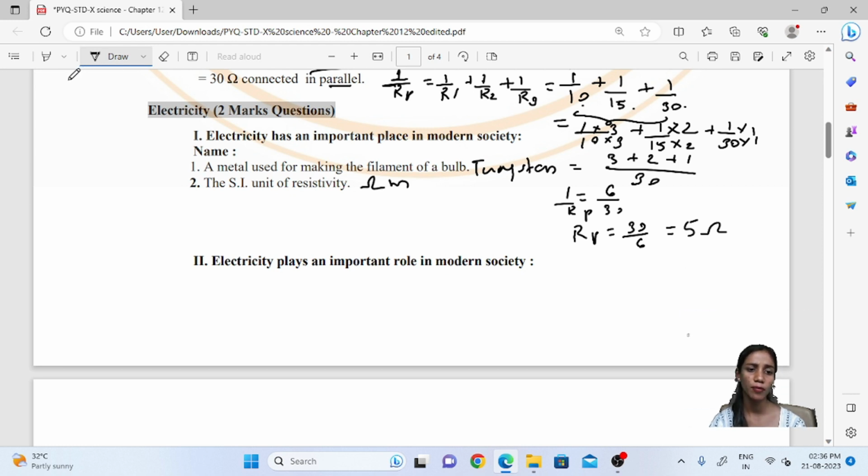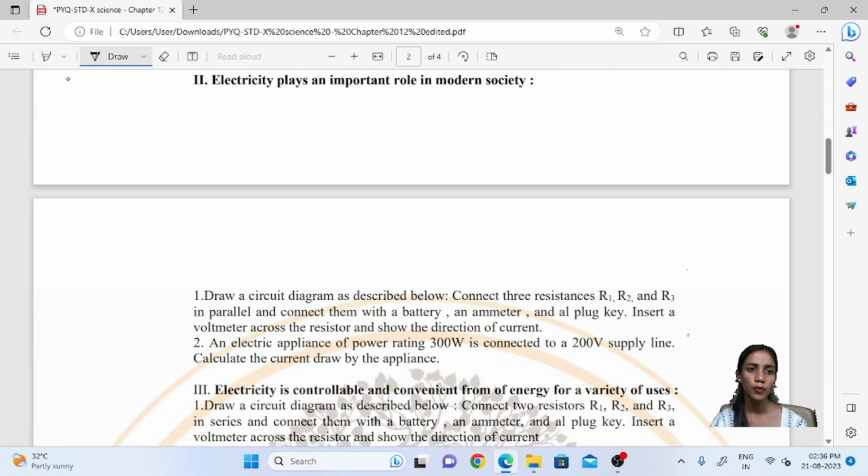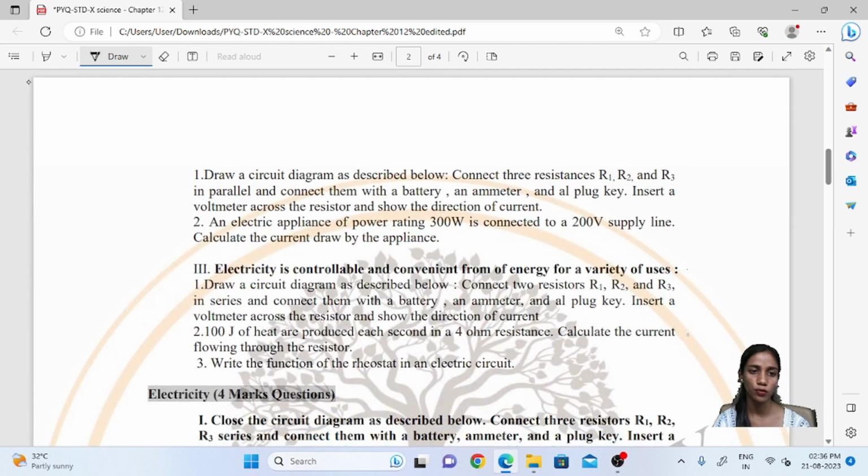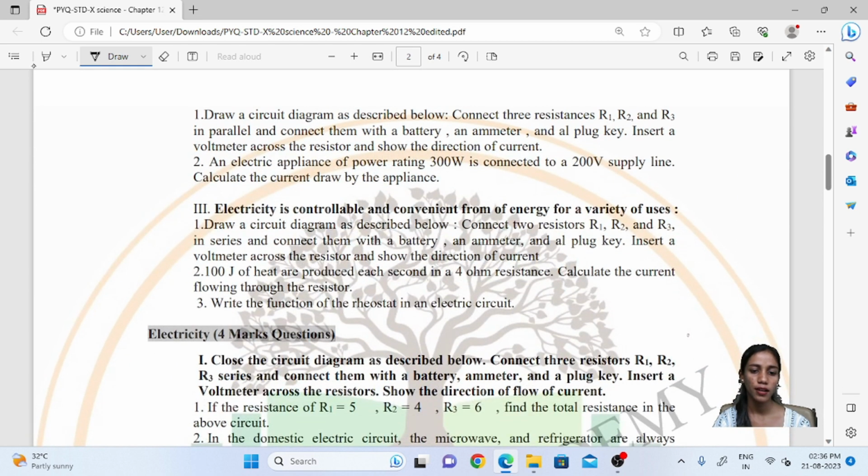Again, we have the same kind. Electricity plays an important role in the modern society. Okay. Based on that, you have questions over here. Okay. The questions are: draw a circuit diagram as given below. Connect 3 resistors R1, R2 and R3 in parallel. Connect them with a battery, ammeter, a plug key. Insert a voltmeter across the resistors and show the direction of the current.